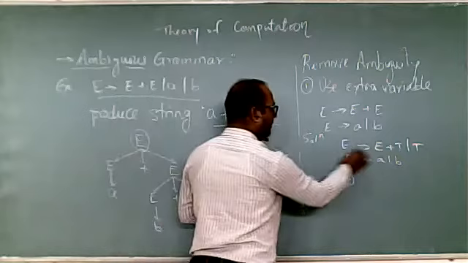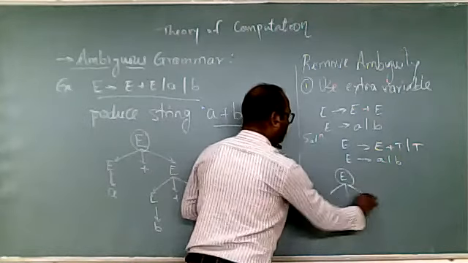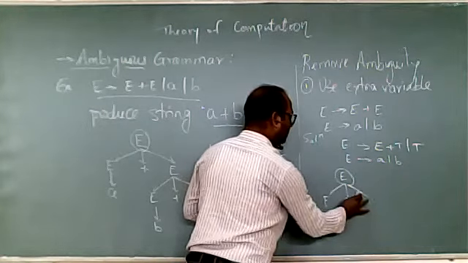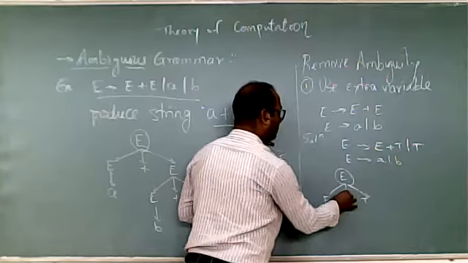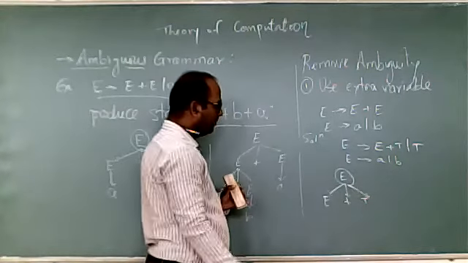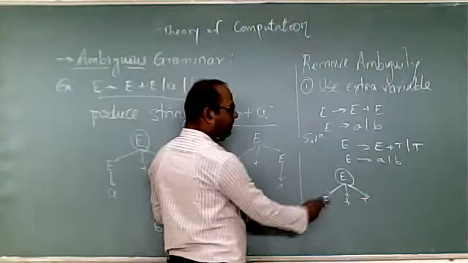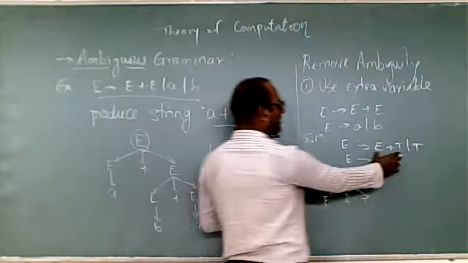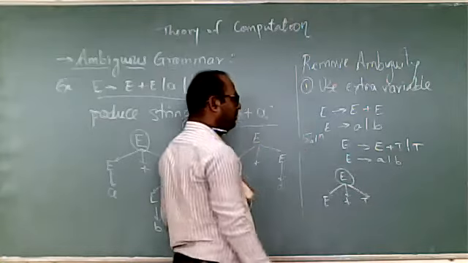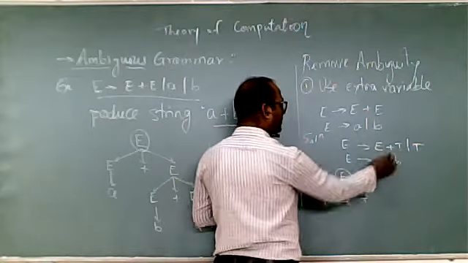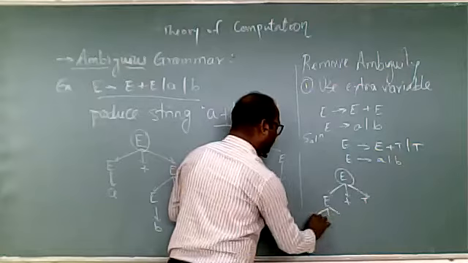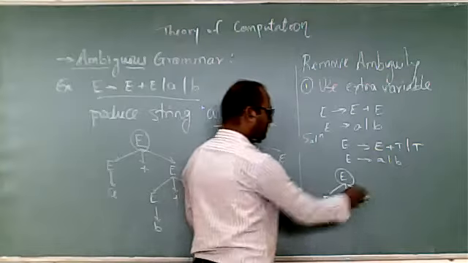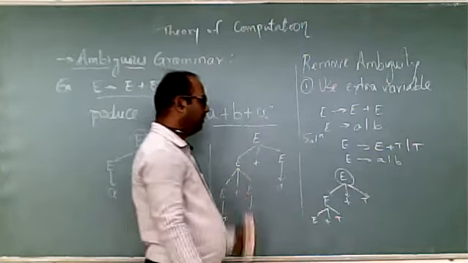So this E I can replace with E plus T. Now this E, I can replace with E plus T or T. This production I can use, or this production I can use. So if I'm using this first production, E plus T.